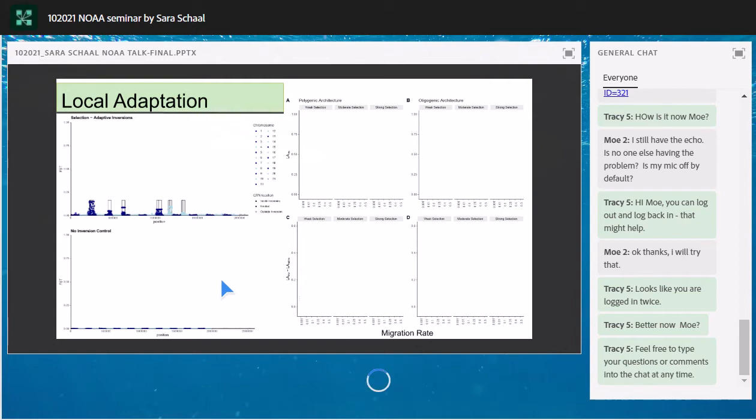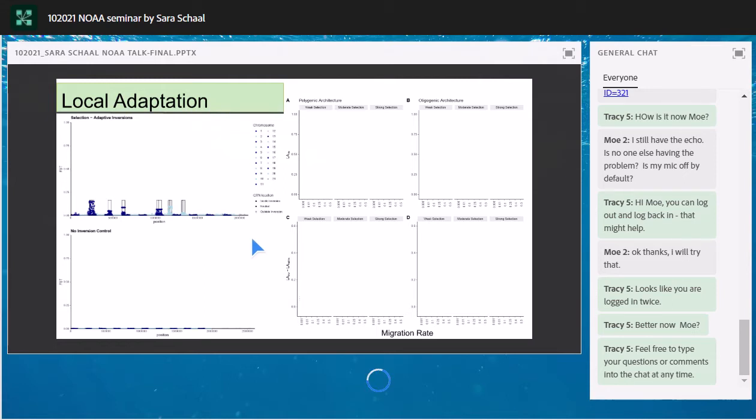And then in the complementary, sorry, I keep forgetting to move the pointer on here. For the complementary no inversion control, what we're looking for are the cases where no local adaptation occurs compared to when inversions are present. That means inversions help facilitate adaptation where it wouldn't have occurred otherwise if inversions weren't present.